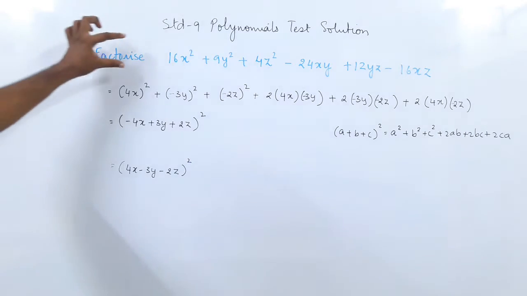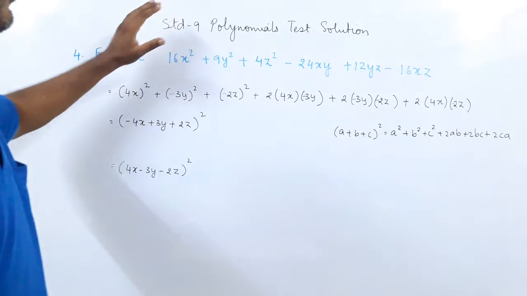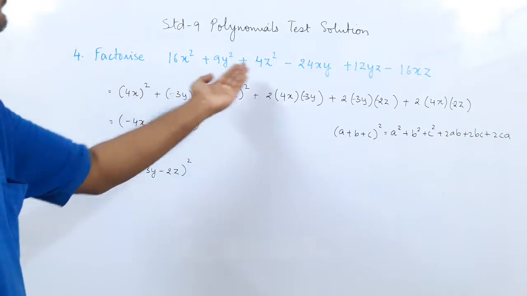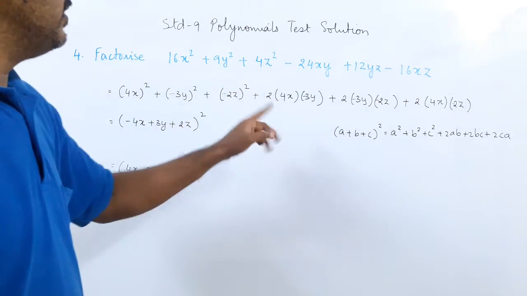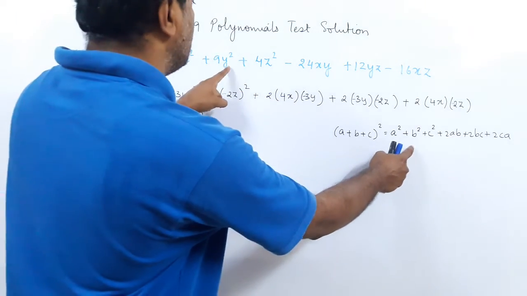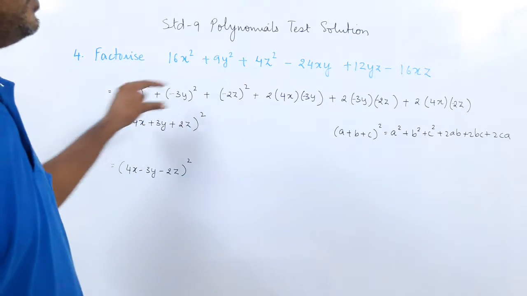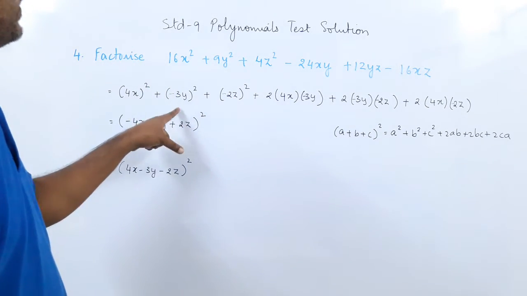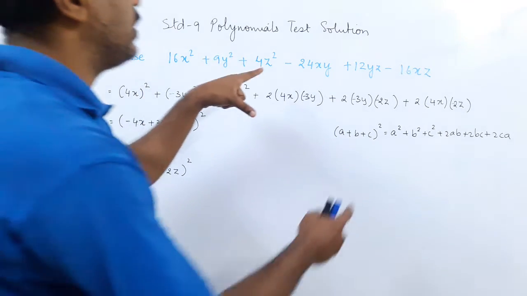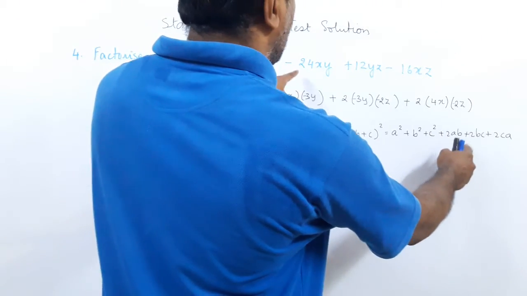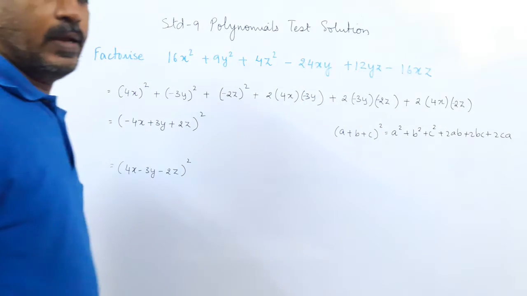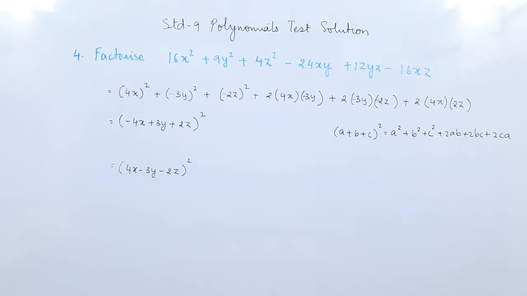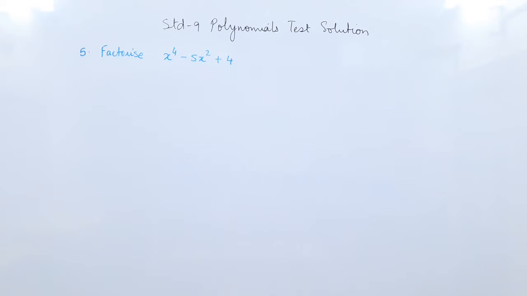But in this question, you see, this question also will be there in the next test. Identify the identity. This is a square plus b square plus c square. Perfect squares they are. So this is 4x the whole square minus 3y the whole square minus 2z the whole square plus 2 into a into b plus 2 into b into c plus 2 into c into a. So you have to revise these identities again and again until you are thorough with the identities. Only if you know the identities very well, then you will be able to solve these sums.